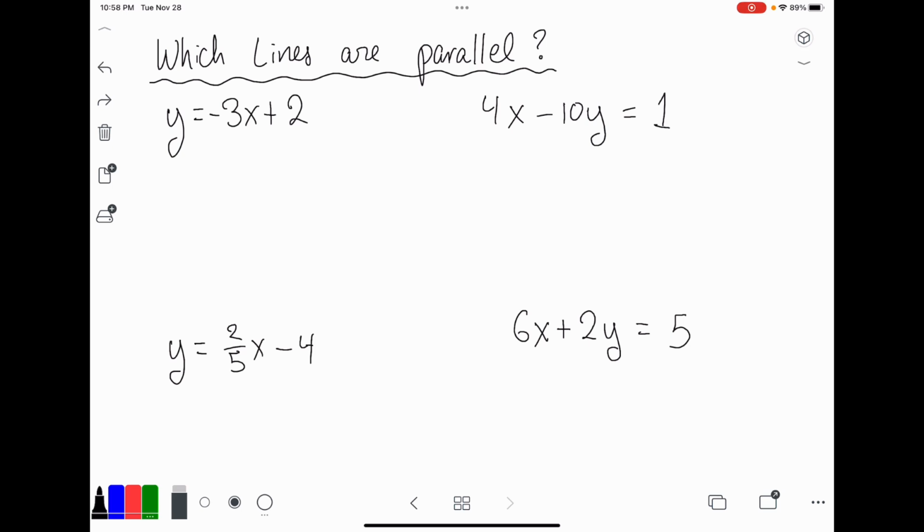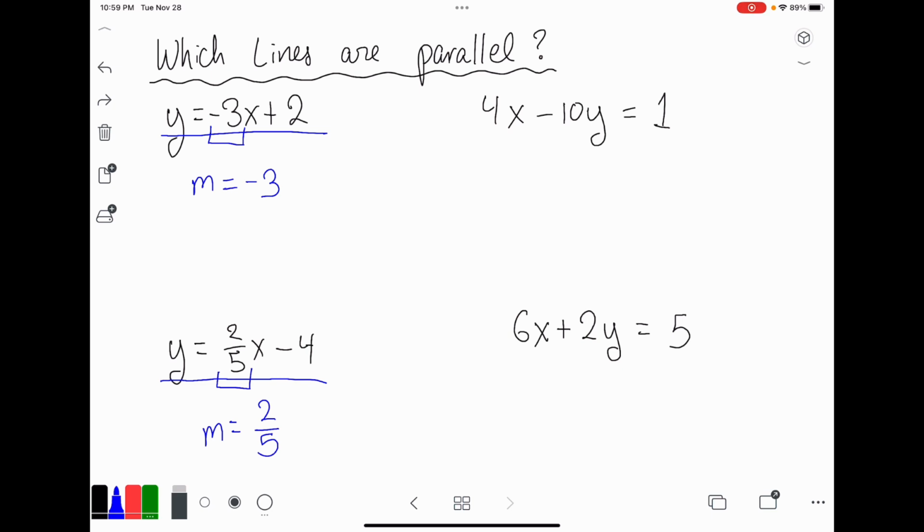So let's take a look at these 4 lines. We're being asked which of these lines are parallel to each other. Now, if you notice, 2 of these lines are actually very simple. The first one and the third one here are both in slope-intercept form. When a linear equation is in slope-intercept form, it's very easy to identify the slope. So the slope for the first line is negative 3, and the slope for the third line is 2/5. Obviously, the first and third line are not parallel because they do not have the same slope.